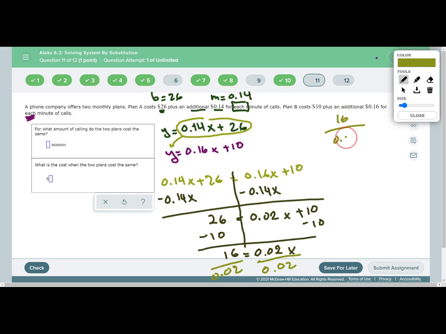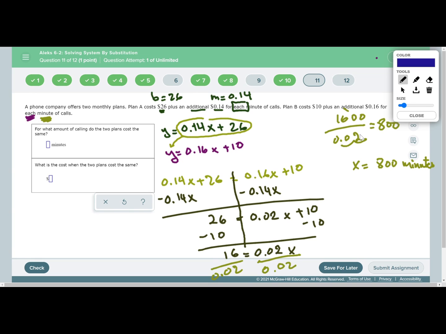16 divided by 0.02. Move the decimal point 2 places. You're going to add 2 zeros. So that will give you 800. So x equal to 800. 800 of what? 800 minutes of call. 800 minutes. And how much does this cost for 800 minutes?